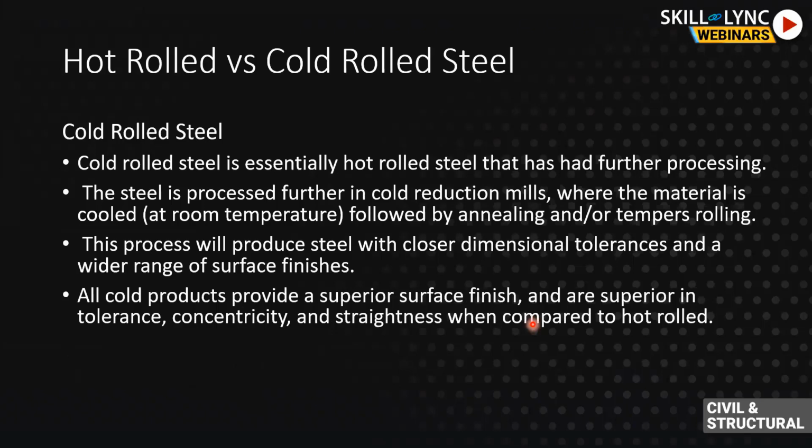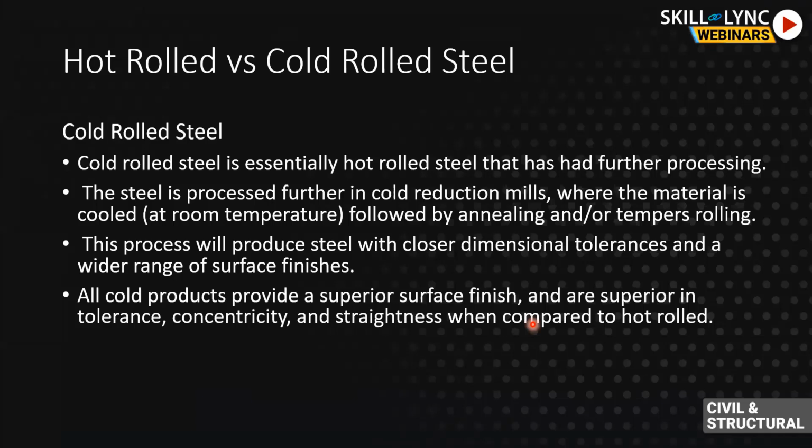Cold rolled steel is essentially hot rolled steel itself that has had further processing. The steel is processed further in cold reduction mills, where the material is cooled, followed by annealing or tempering rolling. This process will produce steel with closer dimensional tolerances and a wider range of surface finishes. All cold products provide a superior surface finish and are superior in tolerance, concentricity, and straightness when compared to hot rolled. So almost, if you see any cold form section, the thickness will be 2 mm, 3 mm, 4 mm kind of, because you can achieve a very good tolerance and straightness.